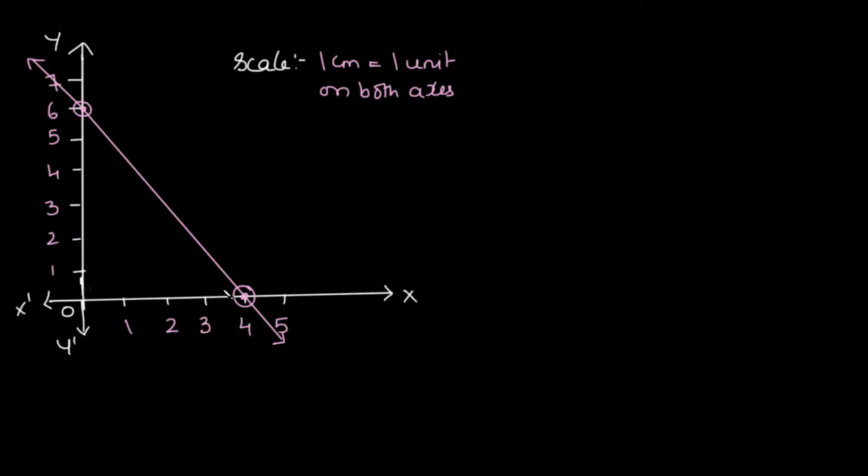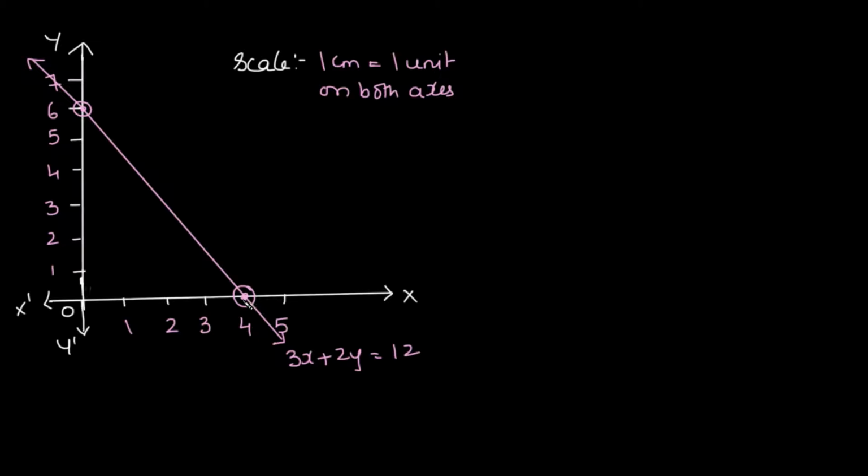The equation of the first line is 3x plus 2y is equal to 12. Let me write it over here: 3x plus 2y is equal to 12. Then what about the second line? Second line, x plus y is equal to 4.